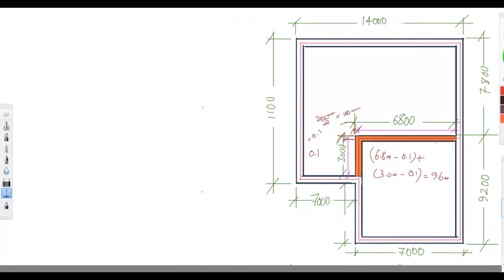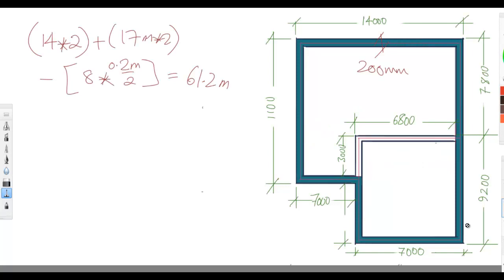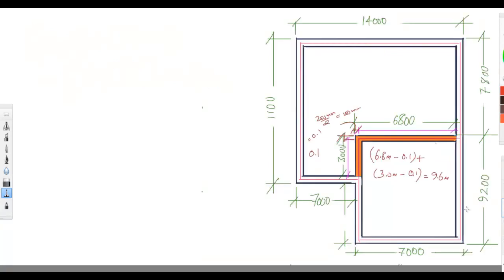So if you go back to the previous number that we had, which was 61.2, so 61.2 meters plus 9.6 meters, the total distance is equal to, total center line is equal to 70.8 meters.